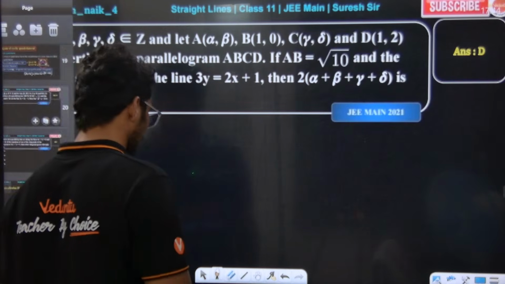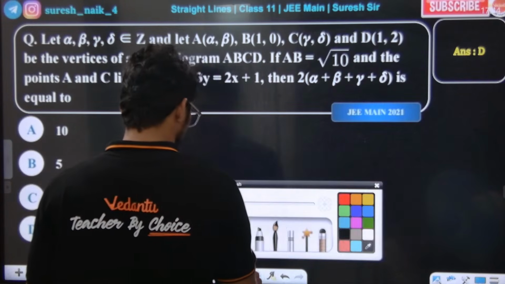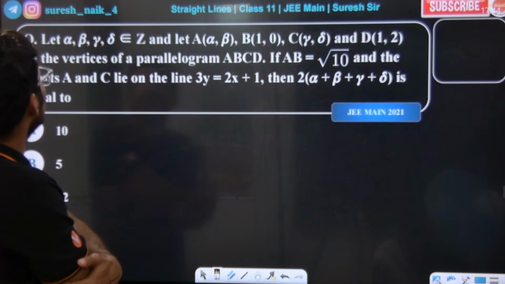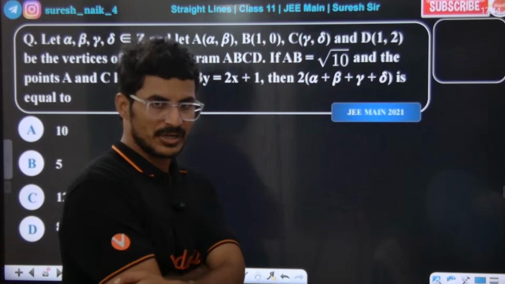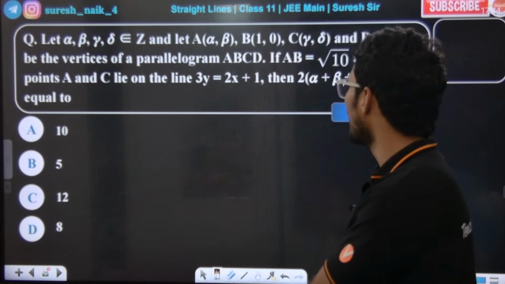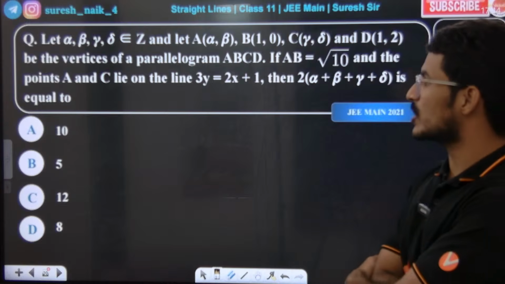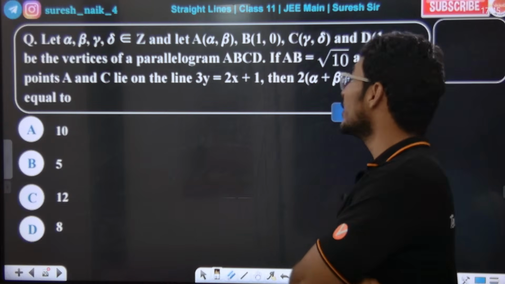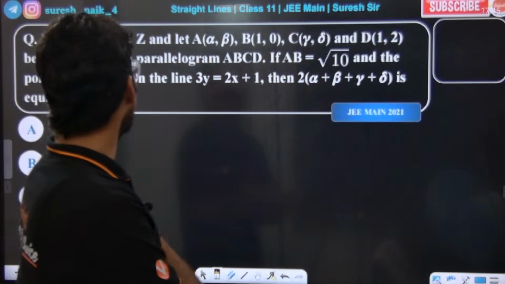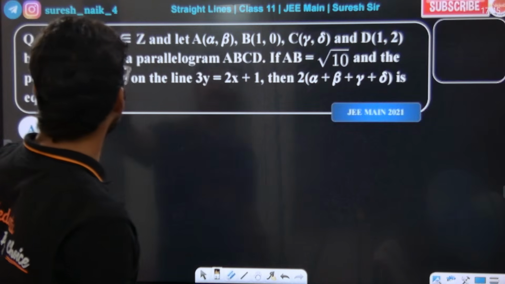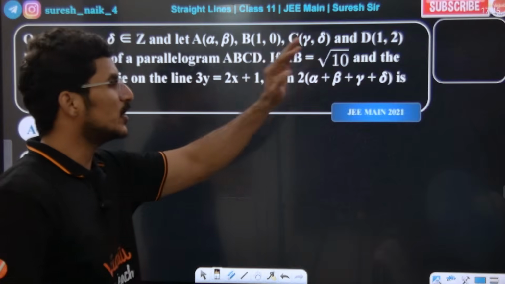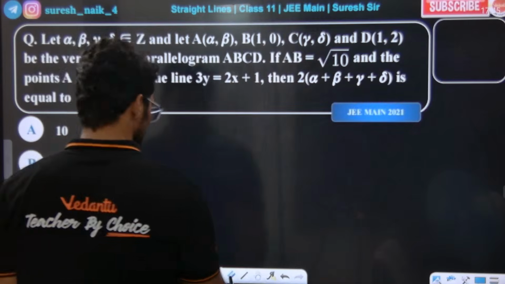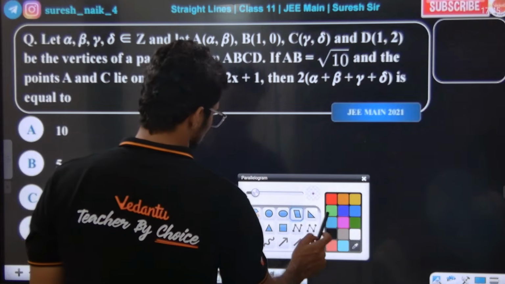Now one beautiful question. We'll do one small quick question. Very interesting. Listen to the class. Alpha, beta, gamma, delta belong to integers. Point A, point B, point C and point D are given. These are the vertices of a parallelogram ABCD. The length of AB is given as root 10. And the points A and C lie on this line. Then what is 2 times alpha plus beta plus gamma plus delta? Sir, simple question. Listen to the class.